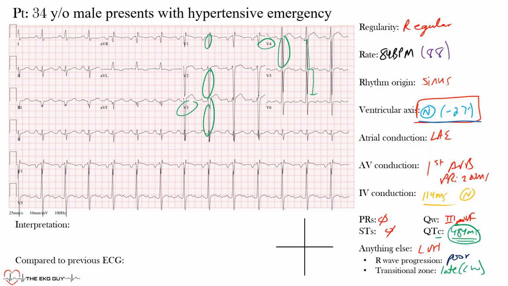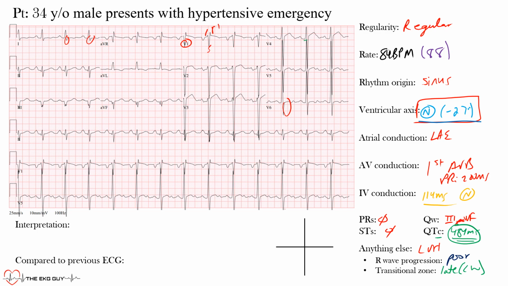So a lot going on here, and one other thing that you may want to note is that there's that RSR prime pattern in V1, and then some slurred S waves here, not so much in V6, but one thing to note.